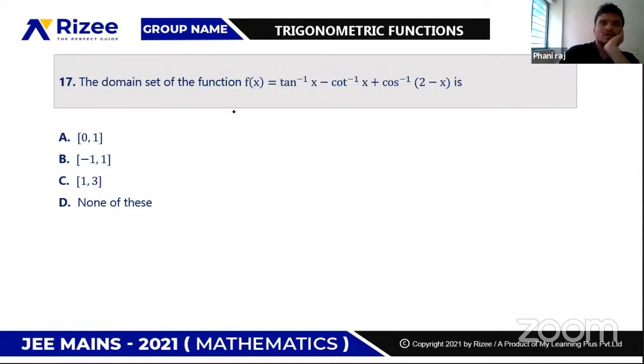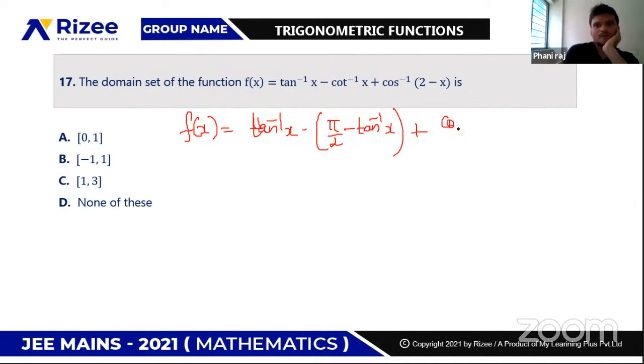Okay. Next question. The domain set of the function tan inverse x minus cot inverse x plus cos inverse of 2 minus x. See clearly, cot inverse x is pi by 2 minus tan inverse x. No? So you'll rewrite f of x like this. Since tan inverse is well known, we'll put that. This is the same as 2 tan inverse x minus pi by 2 plus cos inverse of 2 minus x.